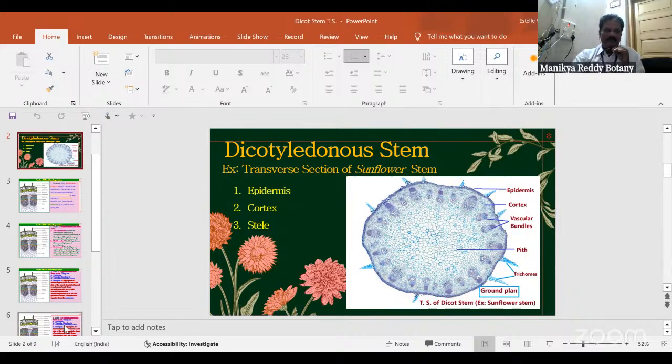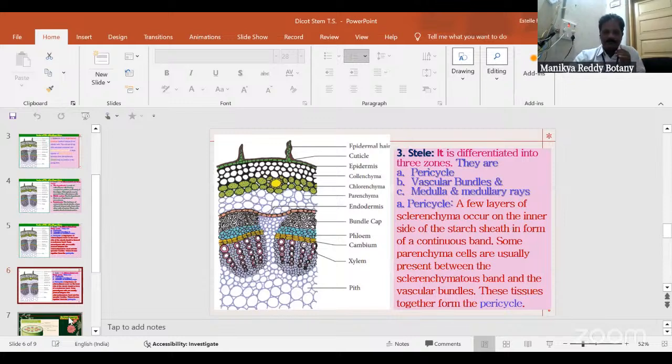Let us see this structure in detail. Stele is differentiated into three parts. The first part of stele is pericycle. The second part is vascular bundles, as we have seen earlier in the image shown on screen. Now you can see the enlarged part very clearly. This entire structure is called a vascular bundle.